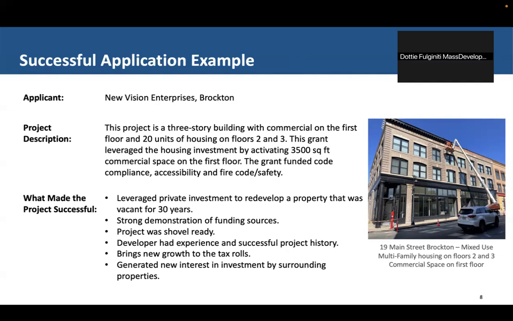This was successful because it leveraged private investment to redevelop a property that was vacant for 30 years. They showed a strong demonstration of funding sources. The project was shovel ready. The developer had experience and a successful project history. The project brings new growth to the tax rolls and generates new interest in investment by surrounding properties.